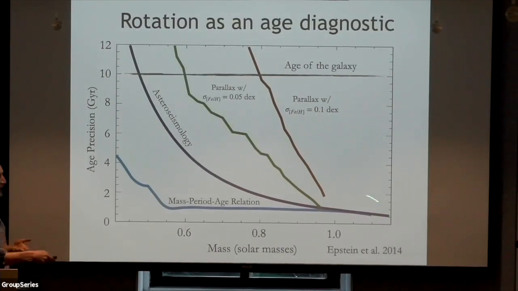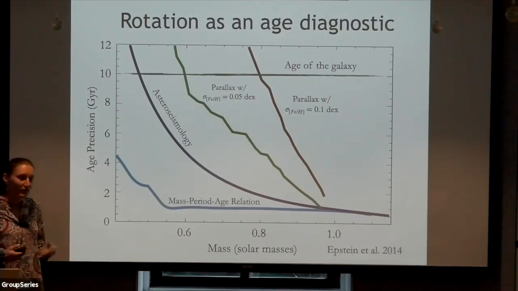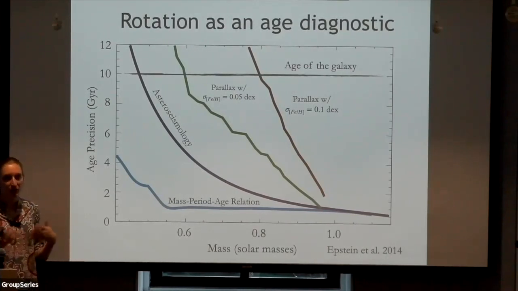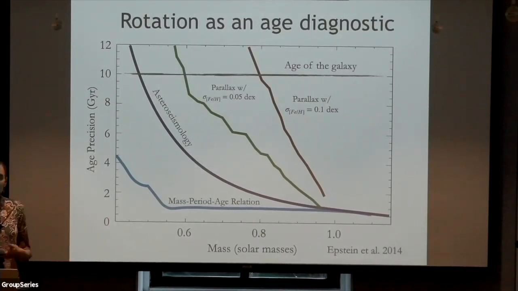And you can see you do fine for something like the sun, but this blows up to errors larger than the age of the Milky Way very quickly as you go to low mass stars. And that's simply a statement that these low mass stars are aging very slowly, right? Their surface properties aren't changing. And this really is not the tool that you'd like to use to get ages for those systems.